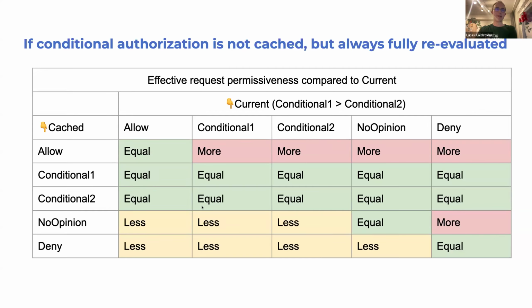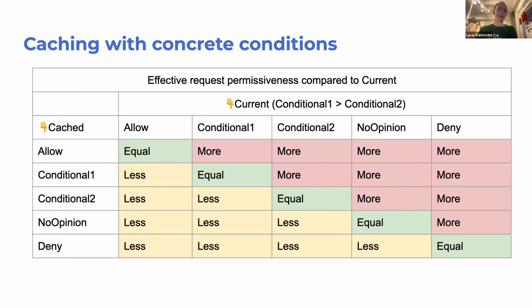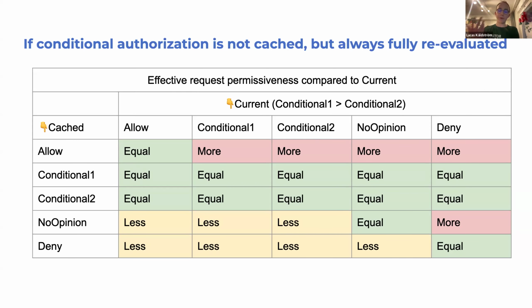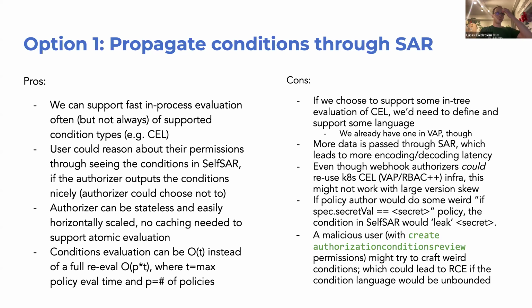But I think for some authorizers, this might be fine as well. I'm just showing the difference: if an authorizer chooses to do this, it might be fine. It just means that effectively the conditional responses are evaluated against the most current version and not cached. Anyways, we had two options that we went through last week.